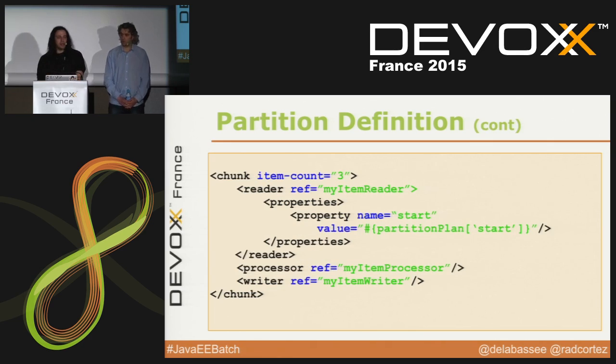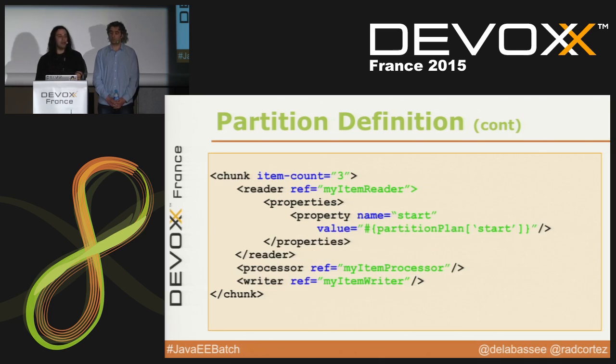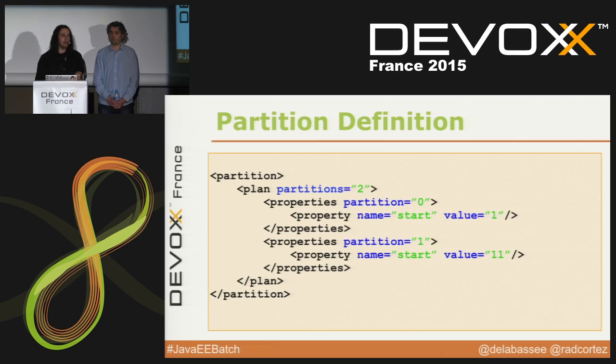Then to actually pass that partition property, you use the same definition that we had on the chunk. You pass a property there, and the batch API is going to read this and start 2 instances of the item reader, each one instantiated with a different property that we defined in the last slide. So one reader with the start value of 1, and another reader with the start value of 11.